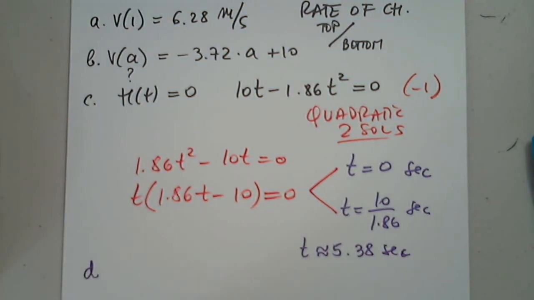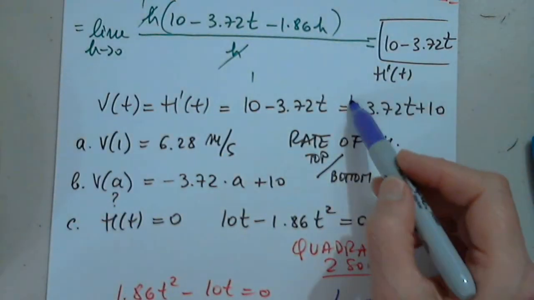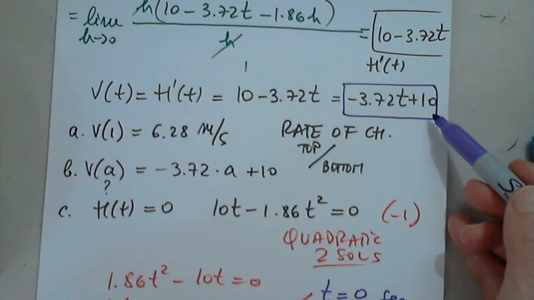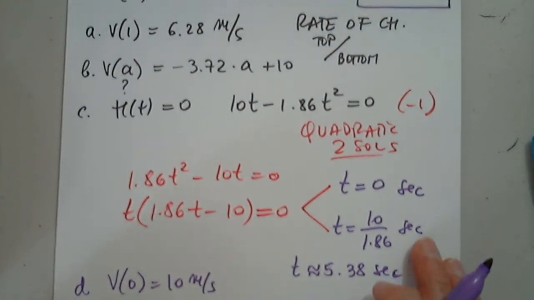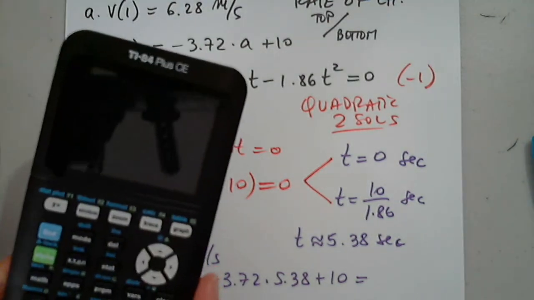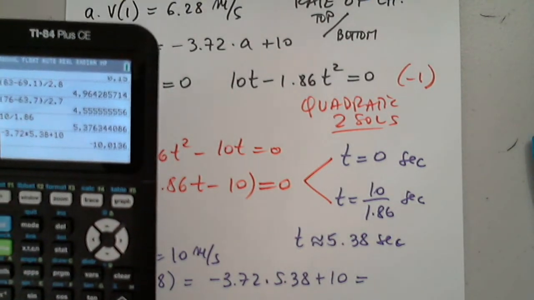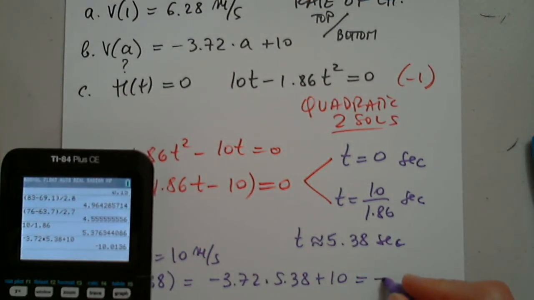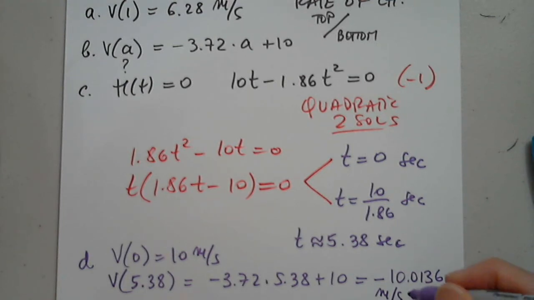In part D, and last part here, we are asked to find the velocity for C. And here's the velocity function. So it starts as we were told already when t is 0, indeed, v of 0 is 10 meters per second, as we were told. And now I have to find v of 5.38, which will be negative 3.72 times 5.38 plus 10, and let's see what that is. I have no idea. So negative 3.72 times 5.38 plus 10. Okay, so this is negative 10.0136. It's still meters per second. It only tells us the direction.